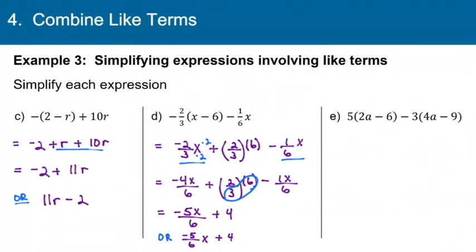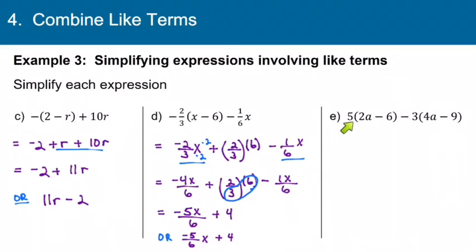And now let's look at part E. So here we have 5 times (2a minus 6) minus 3 times (4a minus 9). Now in order to simplify this, of course, the first thing we have to do is remove the parentheses by distributing the factor in front of the parentheses. So I'll distribute a 5 into this first set of parentheses, and I'll distribute a -3 into this second set.